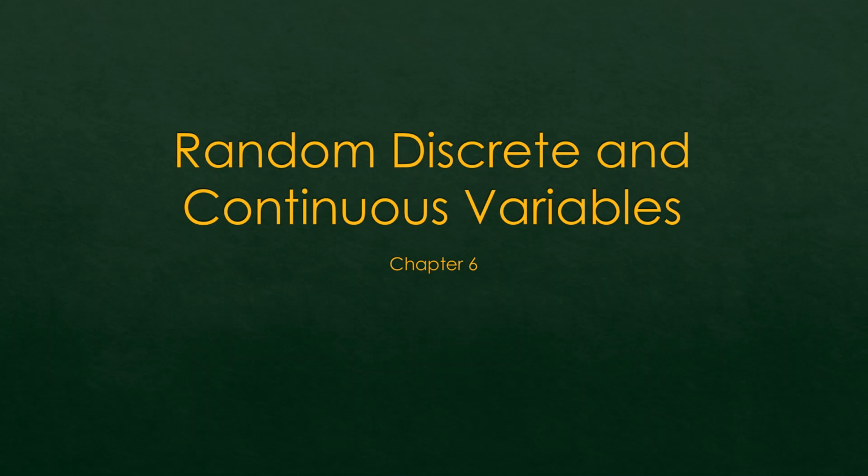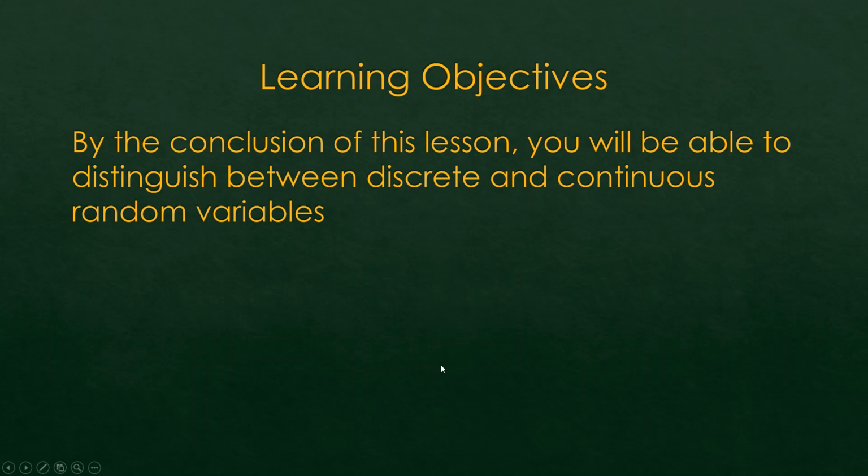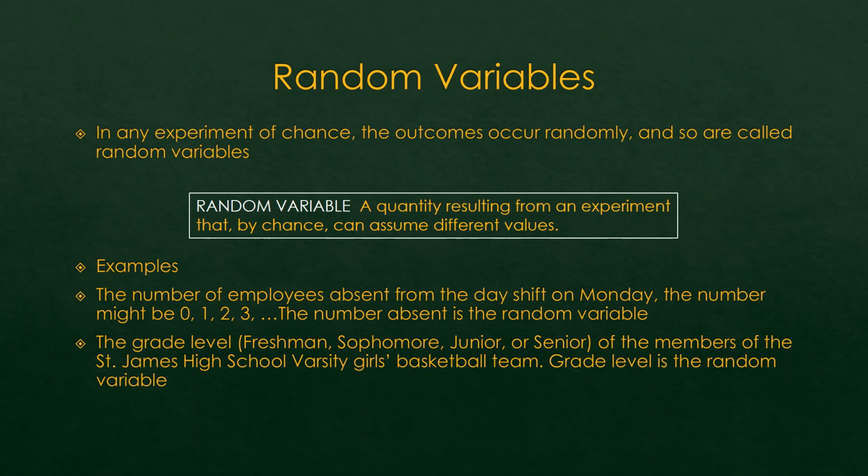So this lesson is about random, discrete, and continuous variables. This is really just a continuation from Unit 1 when we talked about discrete versus continuous variables. By the conclusion of this lesson, you'll be able to distinguish between discrete and continuous random variables.